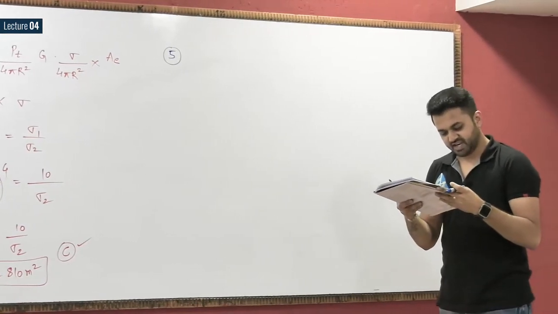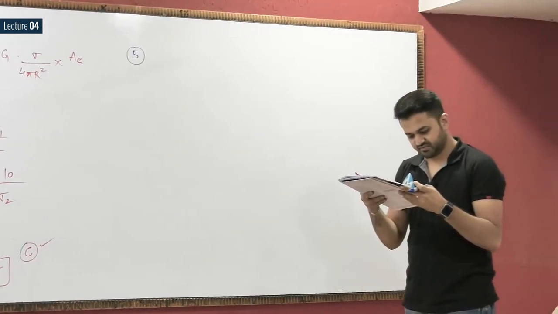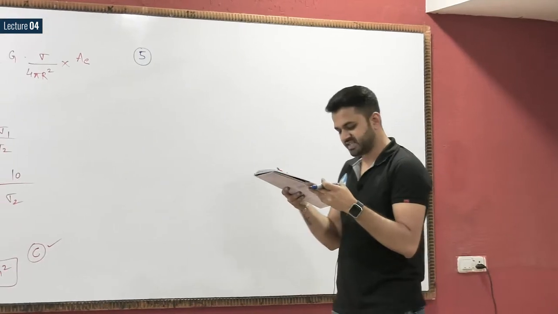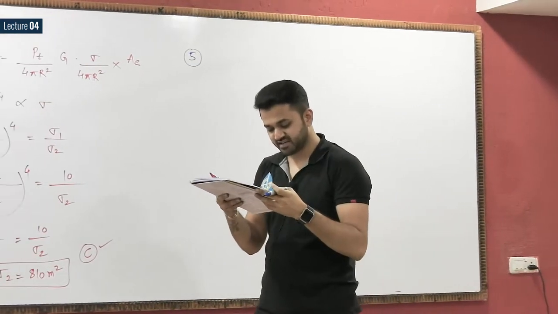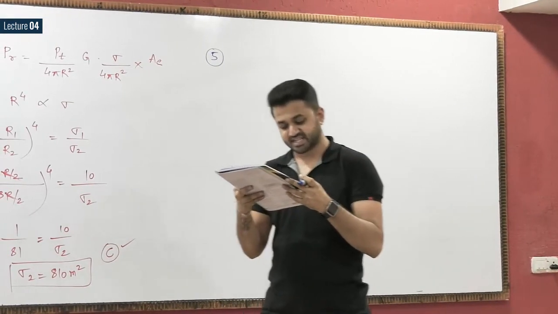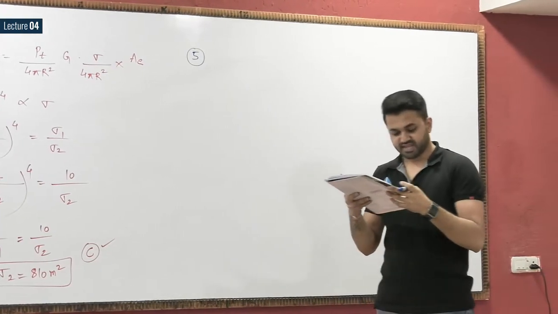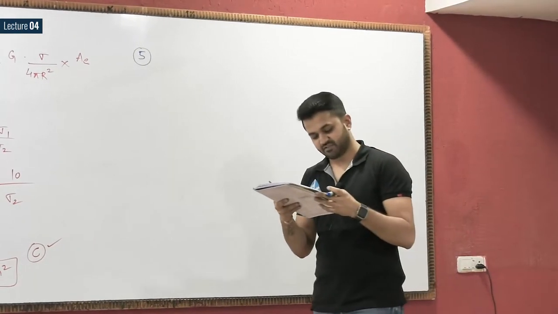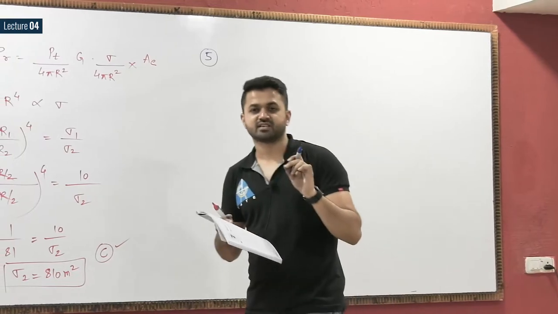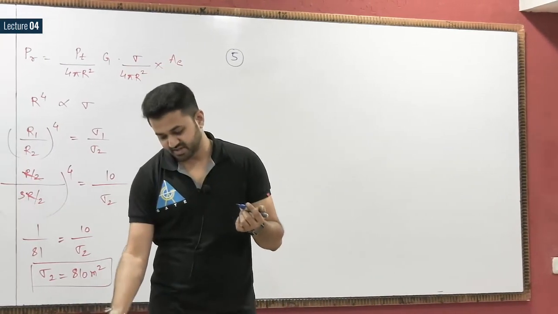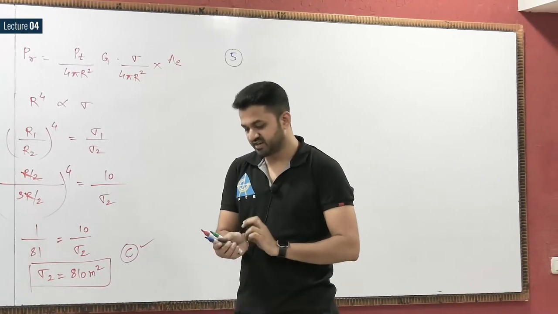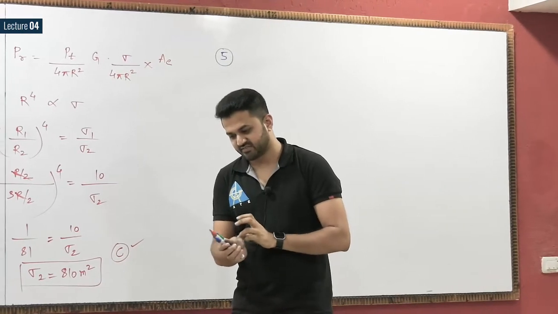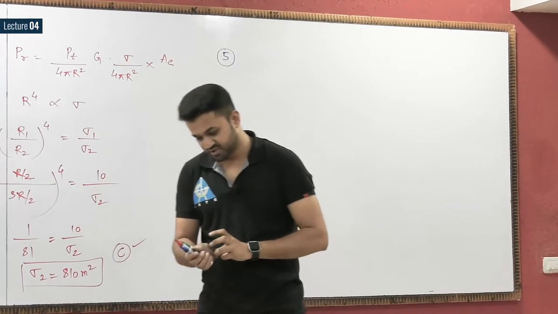Question number 5. In a radar system, if the peak transmitted power is increased by a factor of 16, and the antenna diameter is increased by a factor of 2, then the maximum range will increase by a factor of what? So here we are changing two parameters. First is the radar transmitted power, and second, the diameter is also increased.